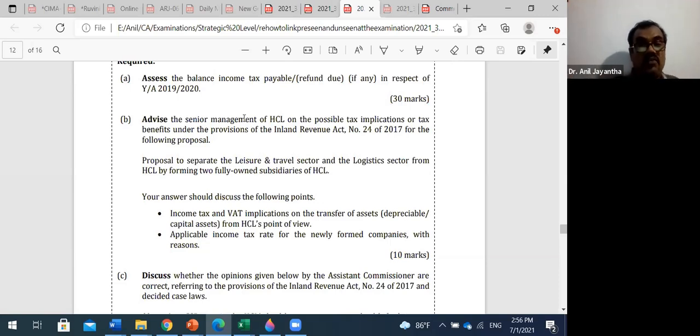But if you cannot do this, of course, you need to redo the calculation by taking into account the new information. But anyway, it is very straightforward. You need to be aware of the tax rules. The second part is to advise the senior management on the possible tax implications or tax benefits under the provisions of the Act. This deals with tax planning, and you may suggest things like dealing with expenses, deferment of expenses, maybe acquisition of assets, and different things in order to manage your tax. It's tax planning and tax management.